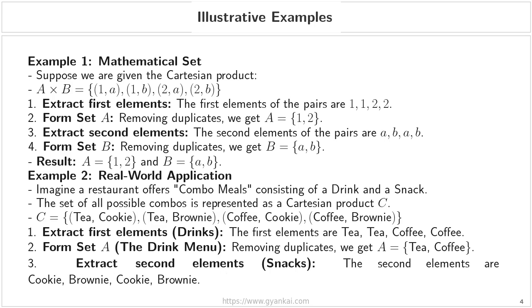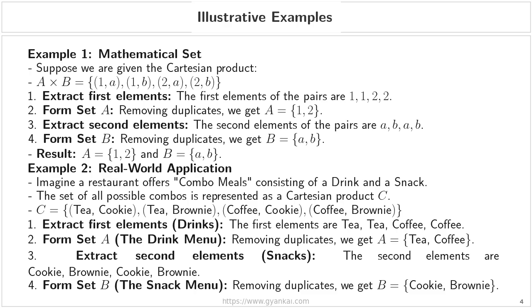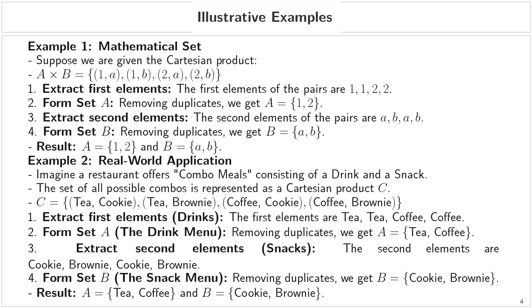Now let's look at the second elements, which are the snacks. We have cookie, cookie, brownie, and brownie. Once we remove the duplicates, we find that the snack menu, or set B, is the set containing cookie and brownie. As you can see, the original menus were simply a set of drinks and a set of snacks.